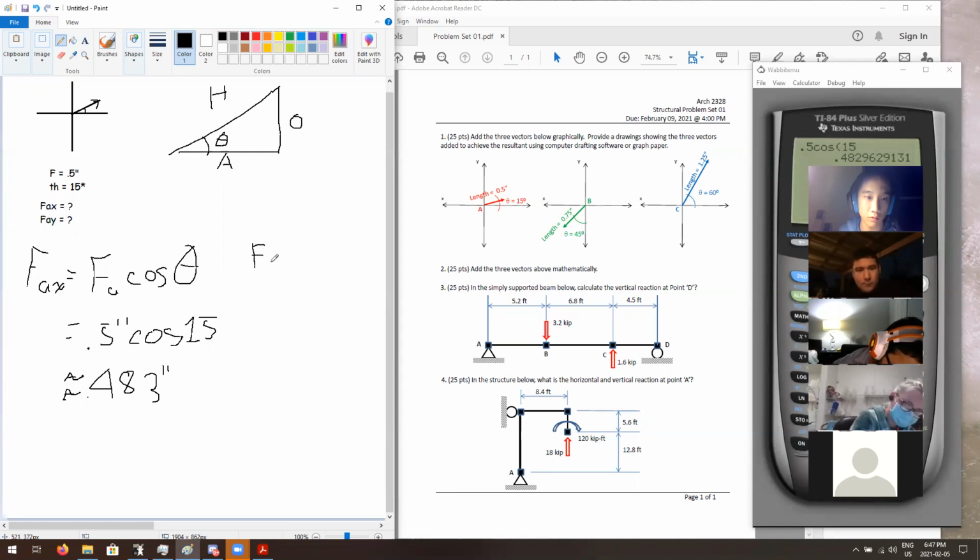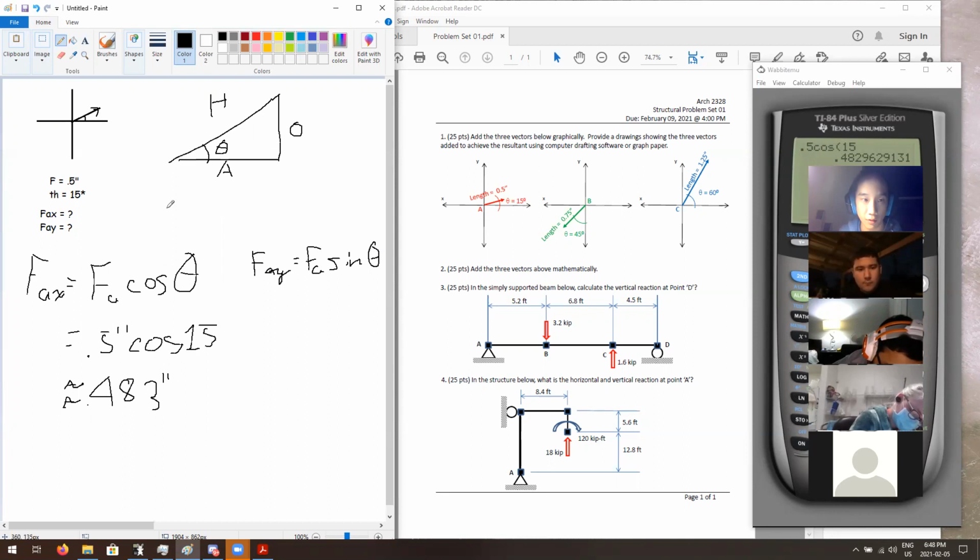F_AY equals F_A sine theta. It's the exact same thing as finding F_AX, but we're using sine instead. Just real quick, sine of theta is equal to opposite over hypotenuse. We'll multiply that by the hypotenuse.